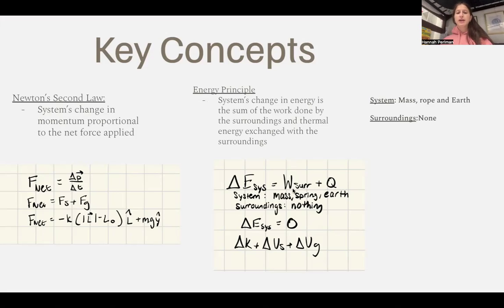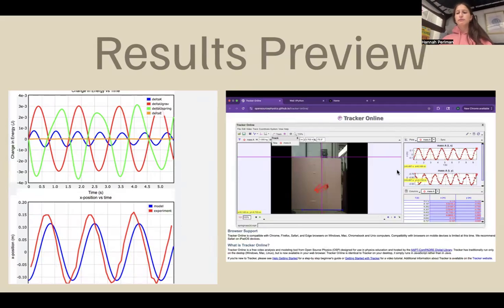So here's our system and our surroundings, and Q, which is the energy exchanged. And here's the system, and it's the mass spring in the earth. And that's what I said here, mass spring and earth. And the surroundings is nothing. I just wrote it a little easier up here so you can see. And the change in E system is 0. So the change in kinetic energy, the change in potential energy of the spring, and the change in potential energy of gravity.